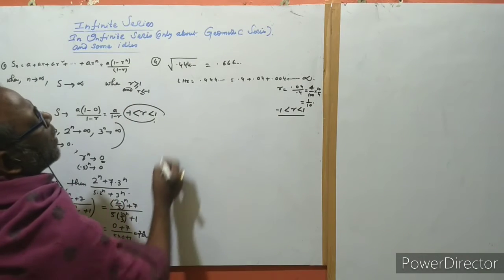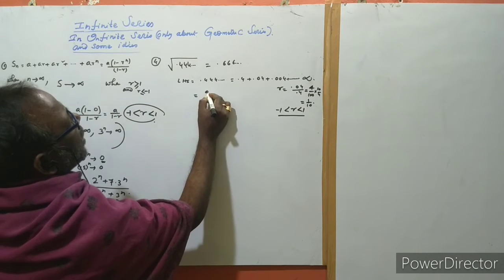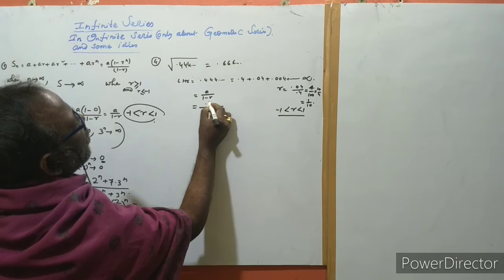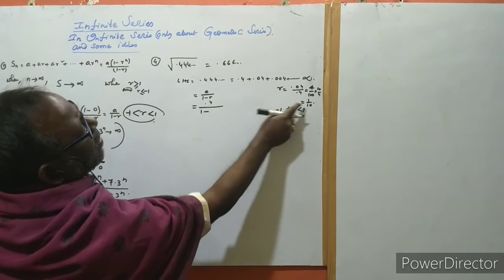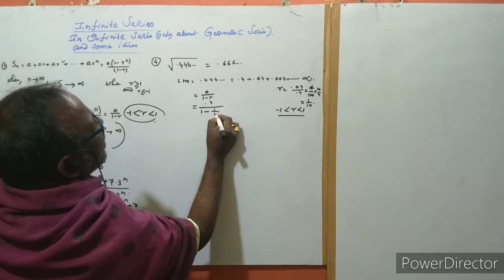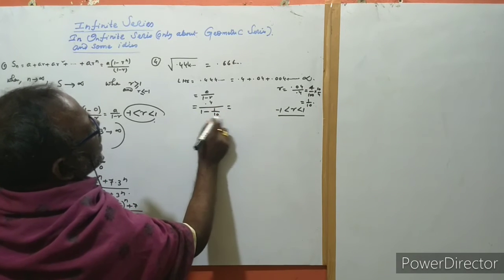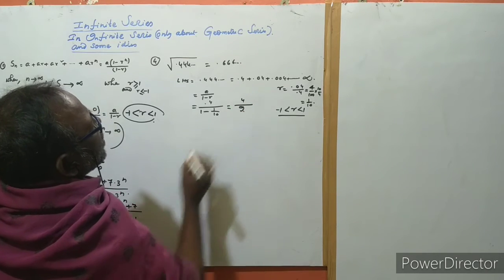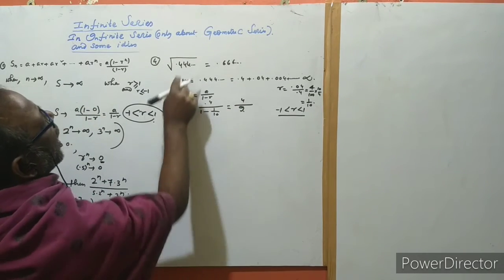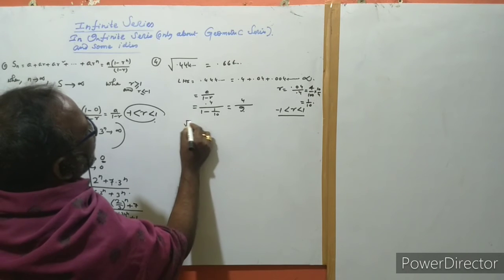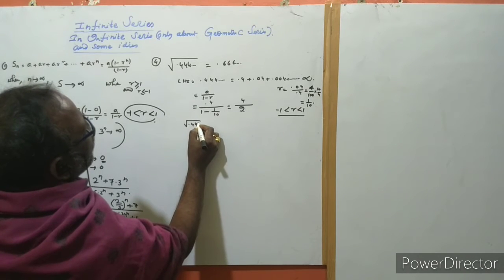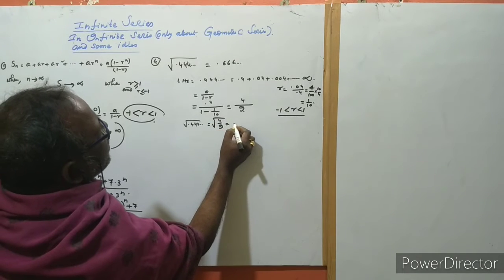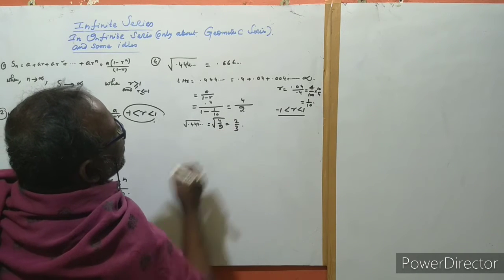So that's how you can apply the ratio a by 1 minus r, which is equal to a, meaning 0.4 here, and 1 minus r, where r is 1 by 10. Take the LCM, then we get 4 by 9. So this is the root of 0.444..., okay? Then we get 4 by 9, and the root of this is 2 by 3.